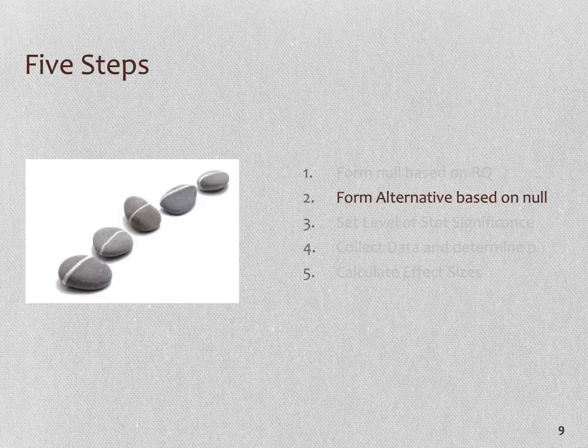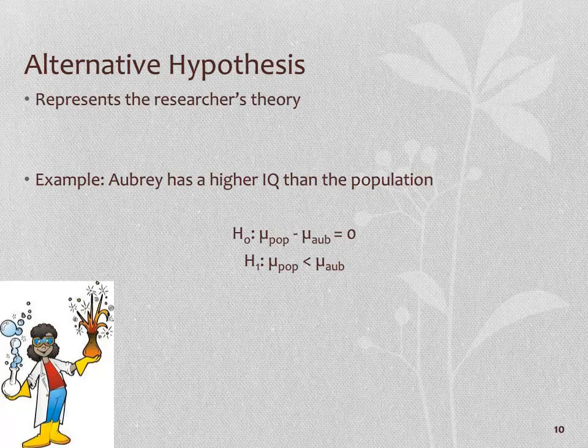So here we're going to form our alternative hypothesis. The alternative hypothesis will be what we are interested in. It's really what we want to discuss in our research papers. It's the finding that we're trying to find. It's what the researcher is focused on. The alternative hypothesis represents the researcher's theory. So here we said Aubrey has a higher IQ than the population. So that was our research question, right?